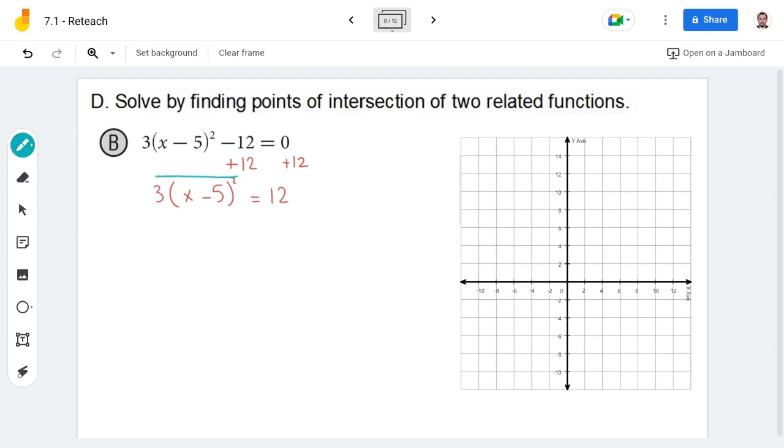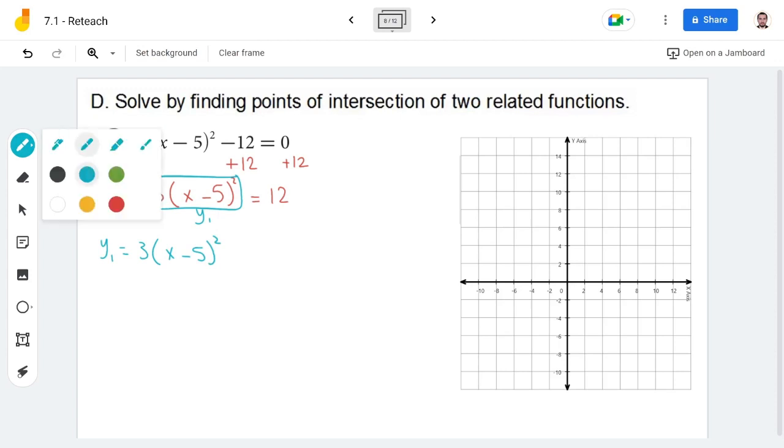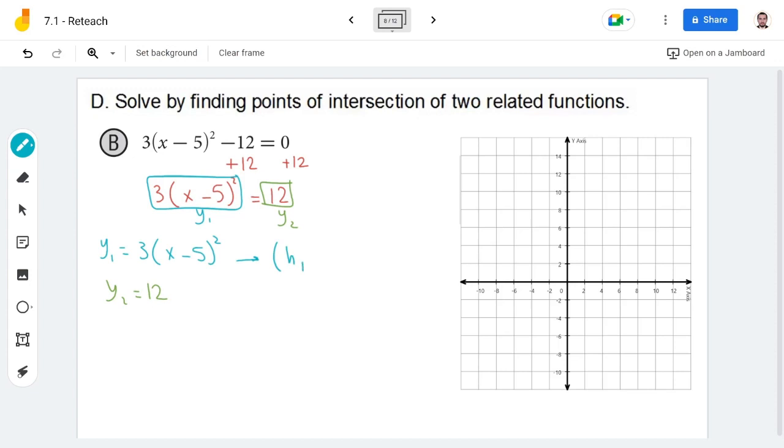The first function is the blue one, which is this one here. So this one is y1. So y1 is equal to 3x minus 5 to the power of 2. And we have here y2. So y2 is equal to 12. Now let's graph y1. To graph y1, we have to find h and k and make a table. So h is equal to 5, which is the opposite sign of minus 5. k is equal to 0.